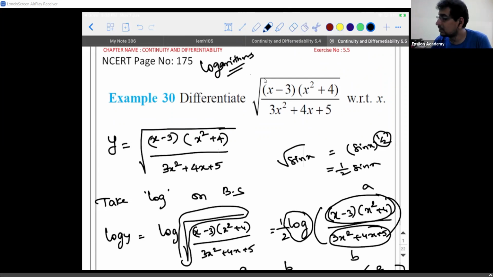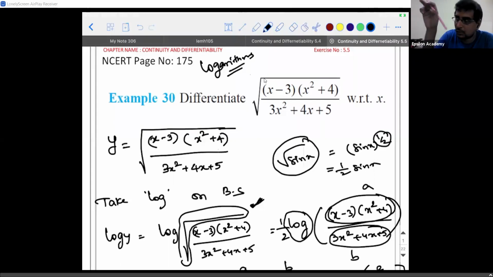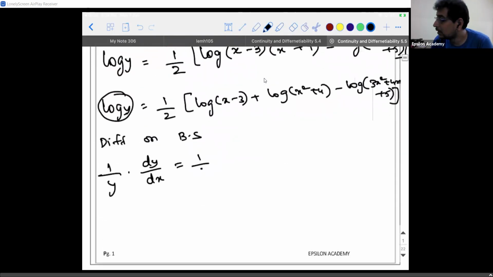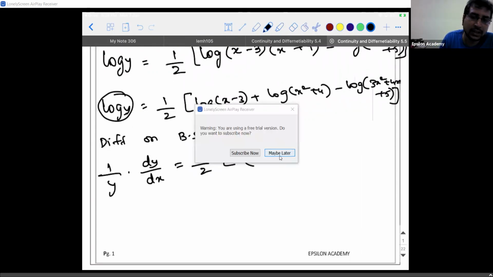I explained this example of root of sin x because there is a root of an algebraic thing. So the square root of an algebraic thing is the algebraic thing raised to the power half. So it is equal to, tell me now, half into log of x minus 3 is 1 by x minus 3 into the derivative of x minus 3, which is 1 only. So I need not do it separately.